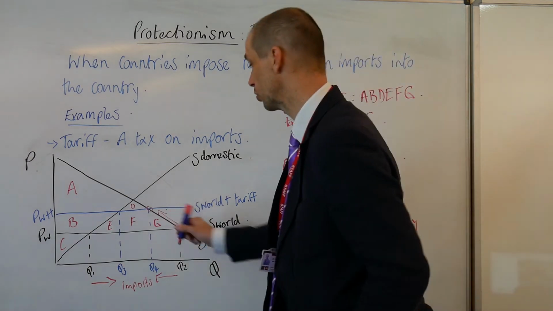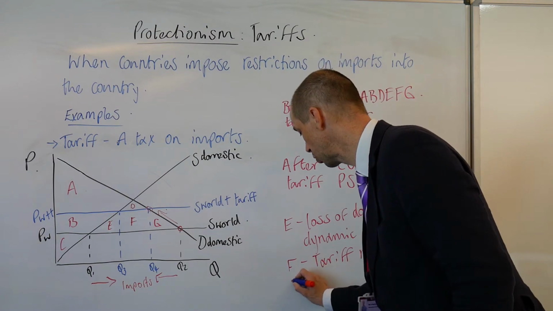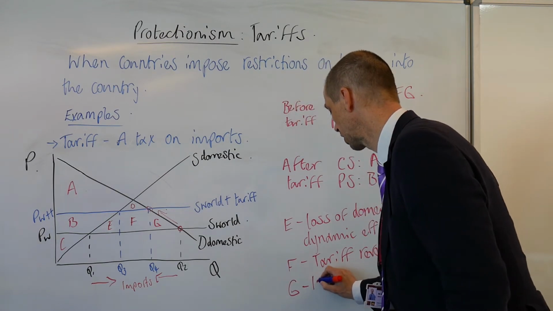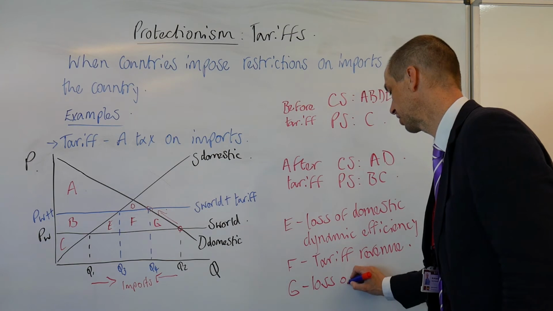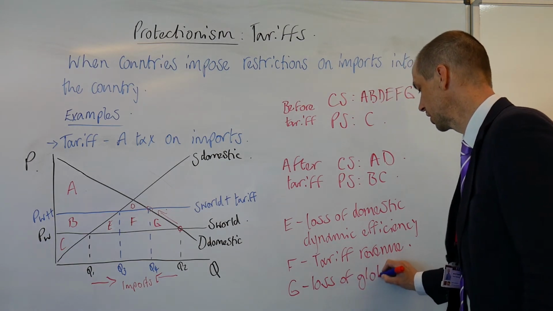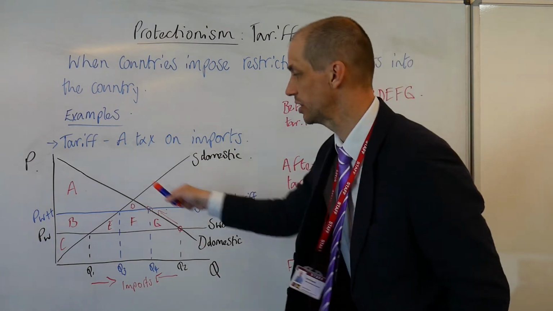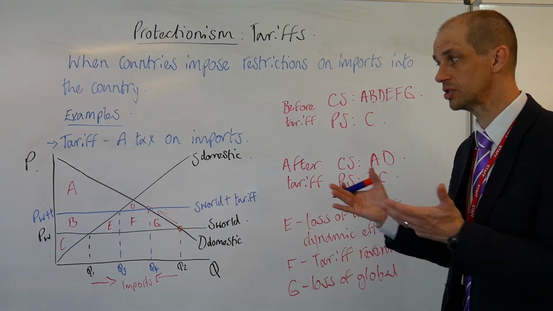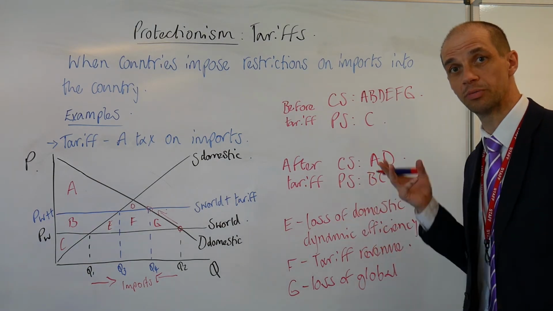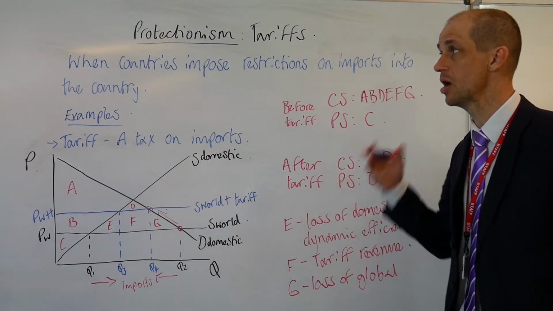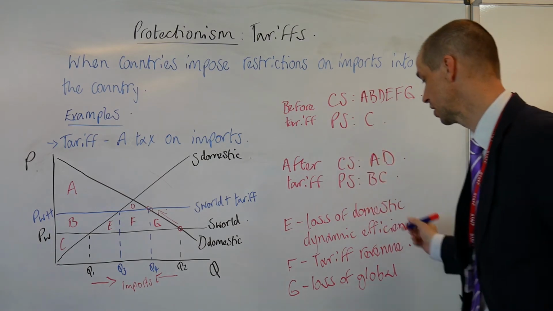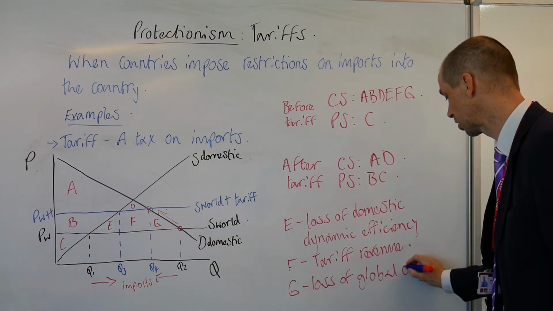Okay, and then we've got G. So G, of course, is a loss of global economic efficiency. Okay, so that just breaks down each of these areas quite nicely. I suggest that this is generally a good way to approach this with any essay on protectionism and tariffs. Okay, so this is loss of global efficiency.